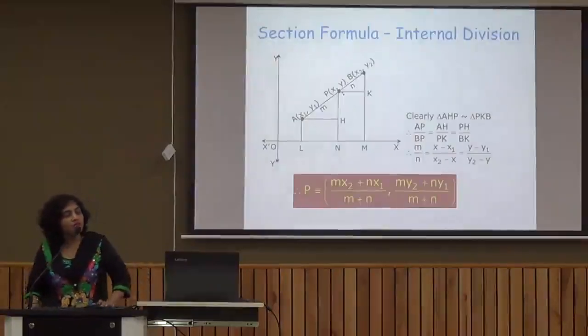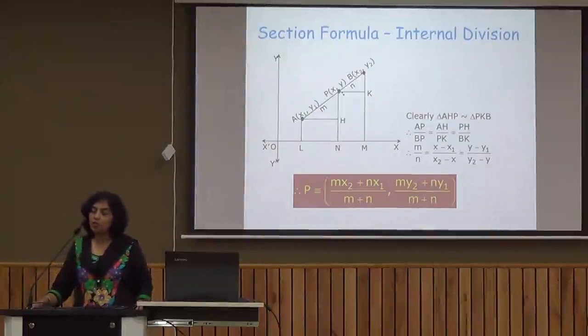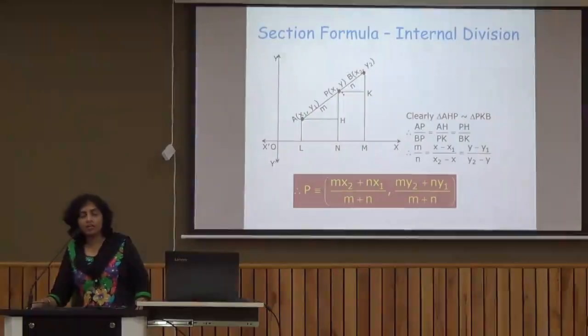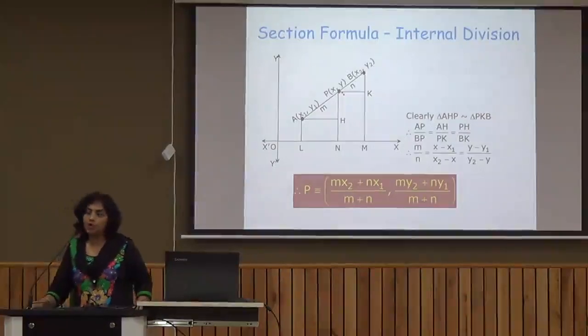Now let's move to the section formula. In this class, we will only learn about internal division. So we have 2 points A and B with the coordinates x1, y1 and x2, y2. Let P be another point dividing the line segment joining AB in the ratio m:n. We suppose the coordinates of P as x and y.